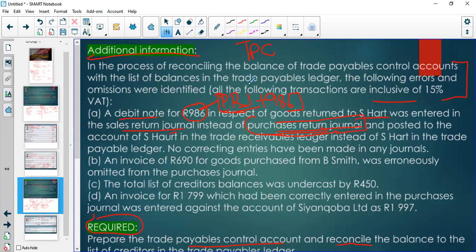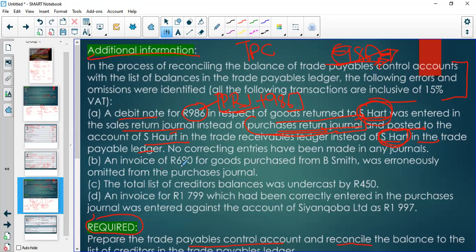Then we need to ask ourselves, what about the individual account? Was the correct entry made to the individual account? We are told that it was posted to the account of S Hout instead of S Hat. So this supplier's account is not correct in the trade payables ledger. We have to subtract this 986 in the individual supplier's account as well, not just in the trade payables control where we put totals. We also need to know the balance of S Hat's account. So when we do the reconciliation, we're going to subtract the 986. When we do a reconciliation, we basically focus on those things that affect the individual supplier's account, not the trade payables control. So we know we're going to subtract 986 from this individual's account.